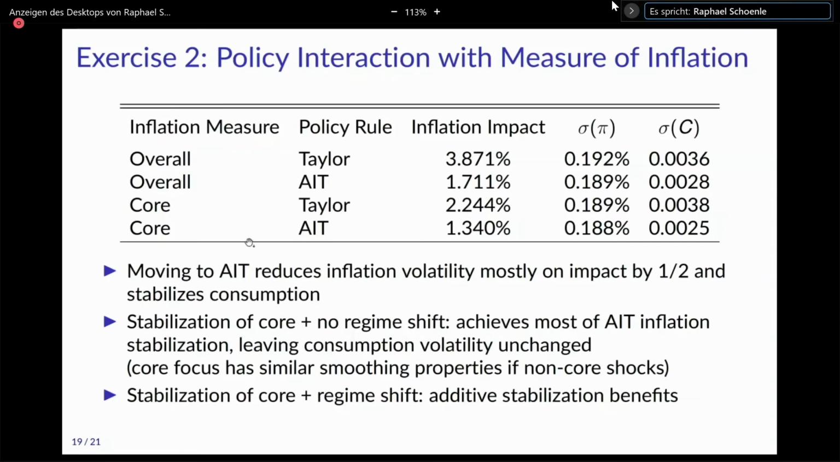And then finally, these two different policy choices and their interaction are additive. So if you compare the last line to no regime shift and no change, the first line, you see that these benefits are somewhat additive here in terms of stabilizing inflation, mostly on impact, but also a little bit in the time series, and having beneficial properties for consumption volatility.